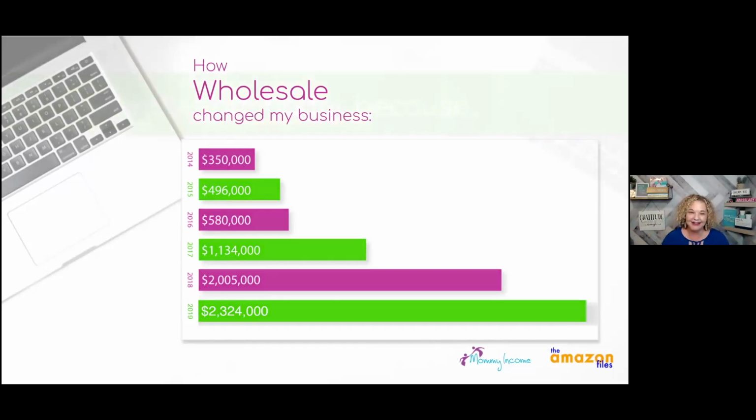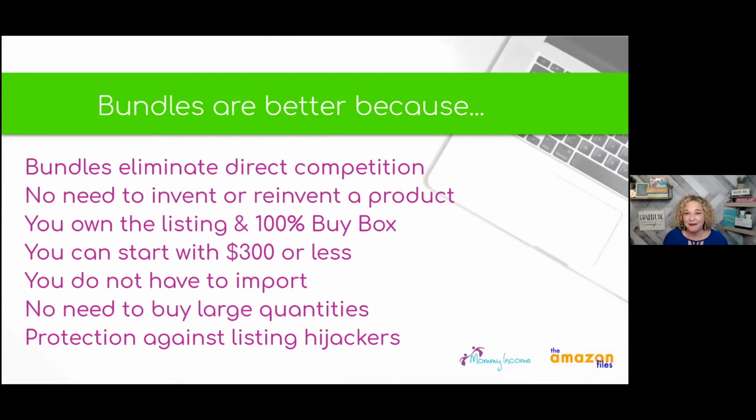Awkward. Bundles are better because they eliminate direct competition. Even that alone is enough to say yes to bundles, but you do not need to invent or reinvent a product. You get to own the buy box. When you don't reinvent a product, that means you open a wholesale catalog, you look at the good products, you see what they're selling for and see, okay, these do pretty well. You do some research as part of the steps, and you realize this sells well already. What sells well with it? What would the customer want along with this product?